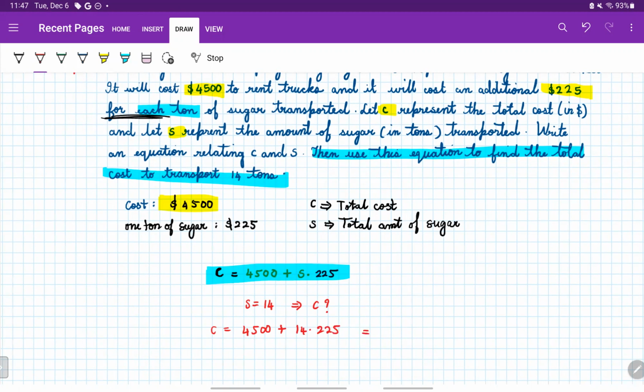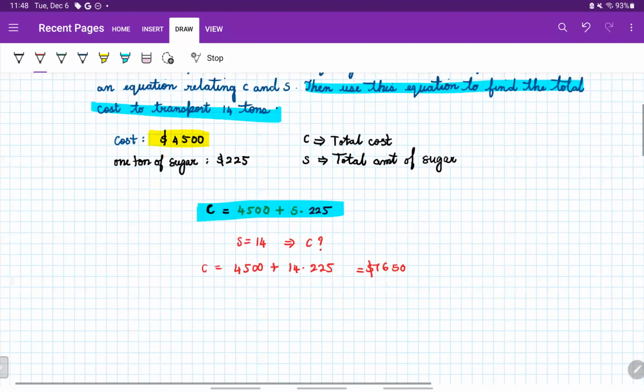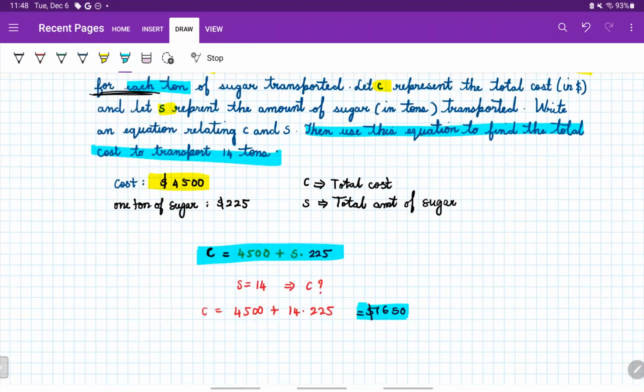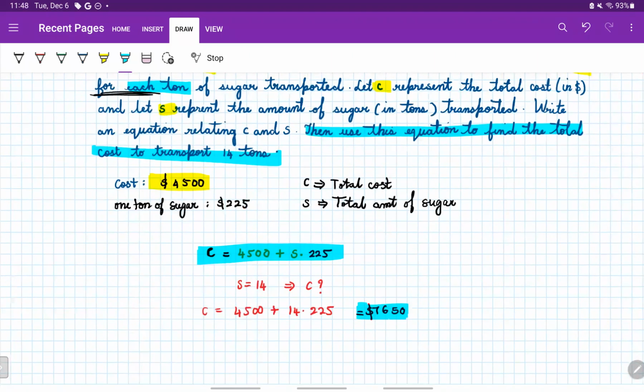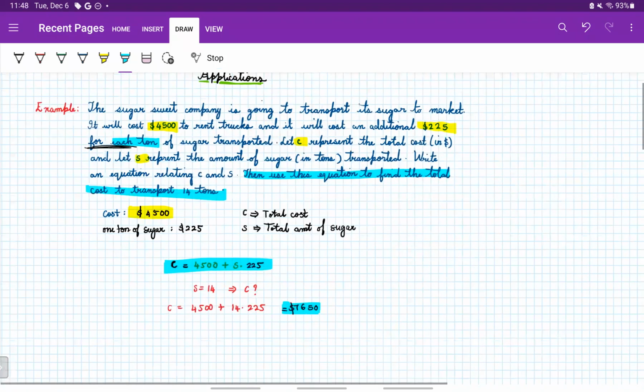Let me pull up my calculator here and solve it. So this is 4500 plus 14 times 225. That is $7,650. So that is the total cost if you're transporting 14 tons of sugar. So that is it for this question. Now we'll move on to the next question.